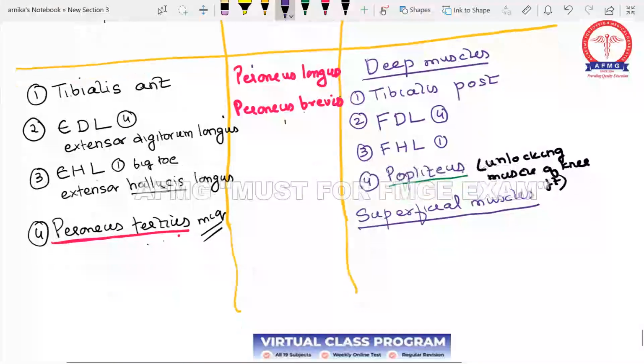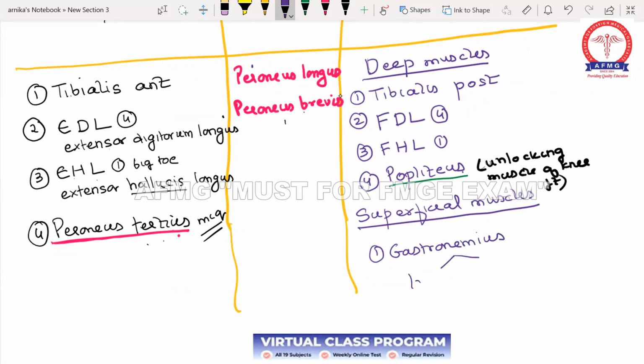Then come the superficial muscles. In the posterior flexor compartment of the leg, the superficial muscles are gastrocnemius, which has 2 heads, lateral head and medial head. This is the most superficial. The calf of the leg, the posterior bulge of the leg, is caused by this gastrocnemius.